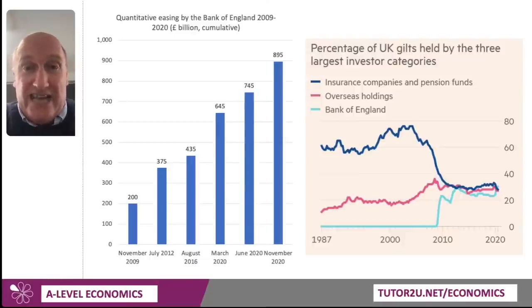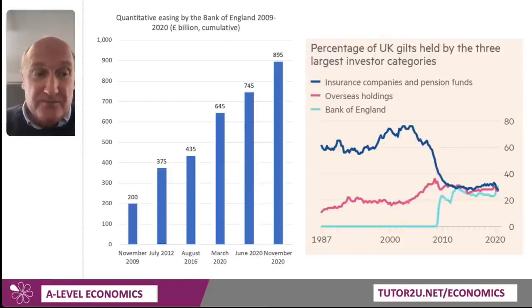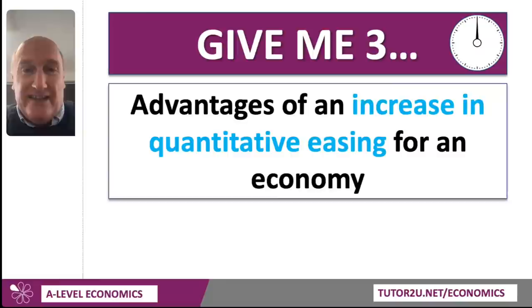Here's a stat for you for the exam on Monday. In 2021, the Bank of England held one third of all UK government bonds. The scale of quantitative easing, the Bank of England is now a major owner of bonds. Now, I want to do a little evaluation exercise with you. Let's think about the benefits and the costs of QE. So one more chance to shine here. Can you put in some advantages, please, of an increase in quantitative easing for an economy? Have a go.